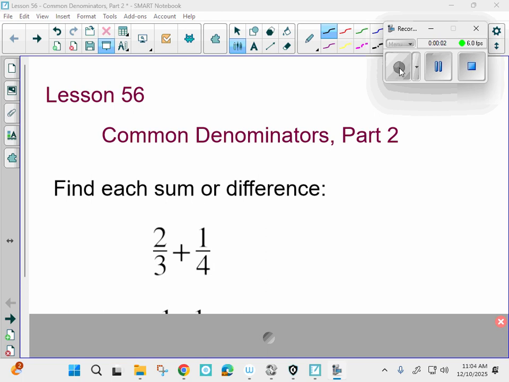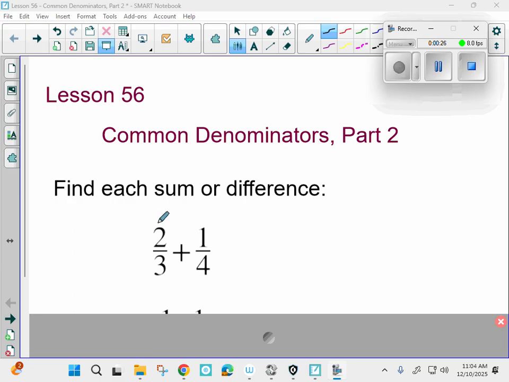Lesson 56. All right. So whenever we add or subtract fractions, we do need a common denominator. So make sure you have your notes out. And then let's write down 2/3 plus 1/4. Okay, we need to rewrite both these fractions so they have a common denominator. So Gideon, what do 3 and 4 both go into? What's the smallest number? They both go into 12.